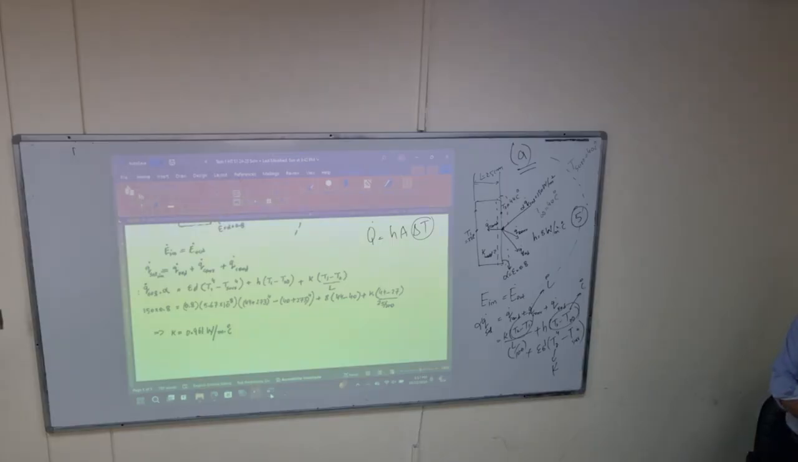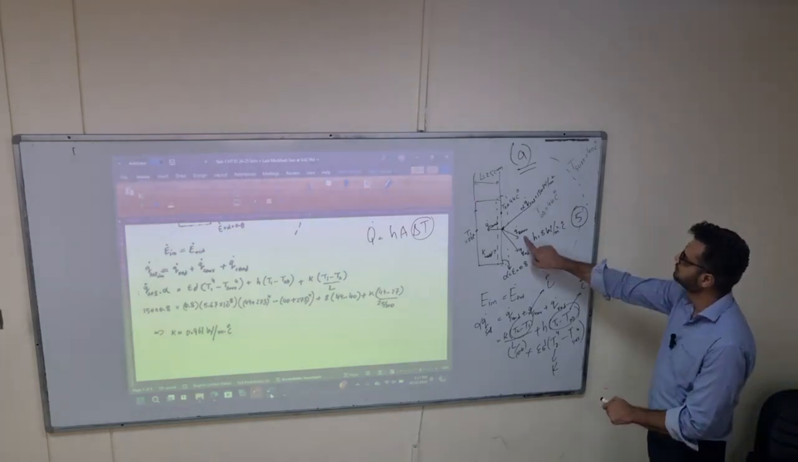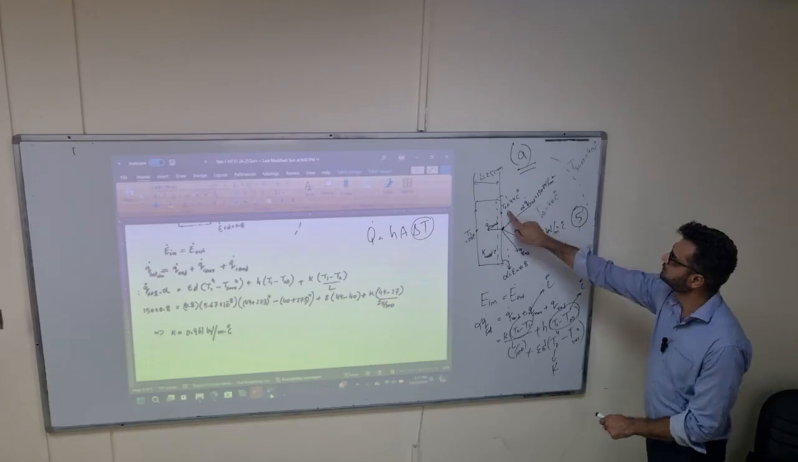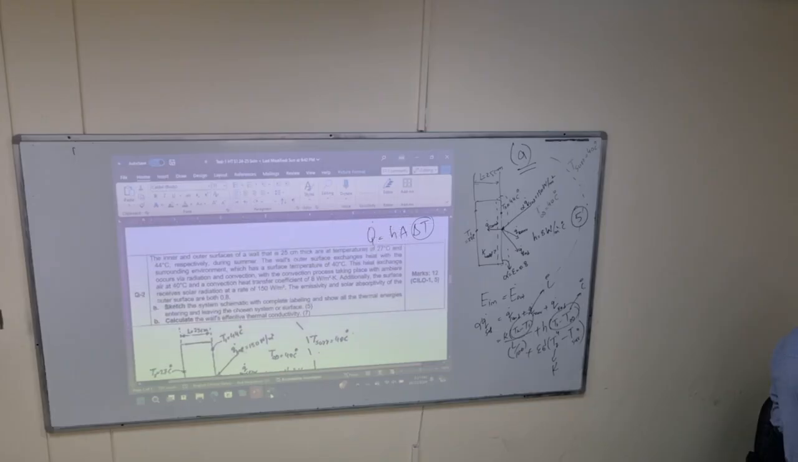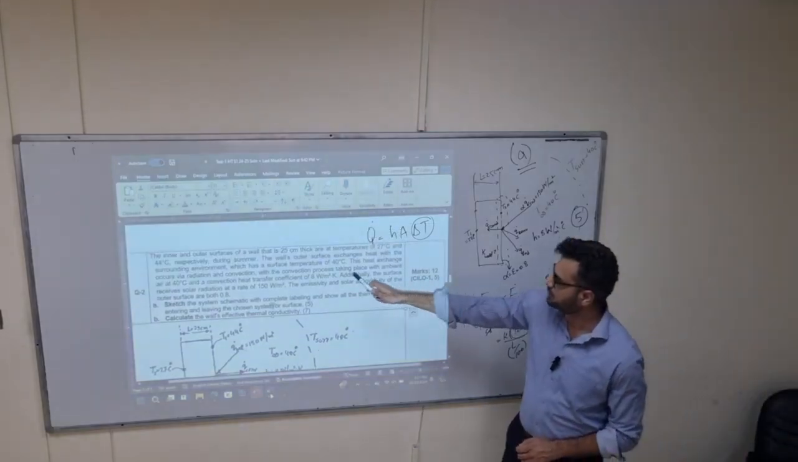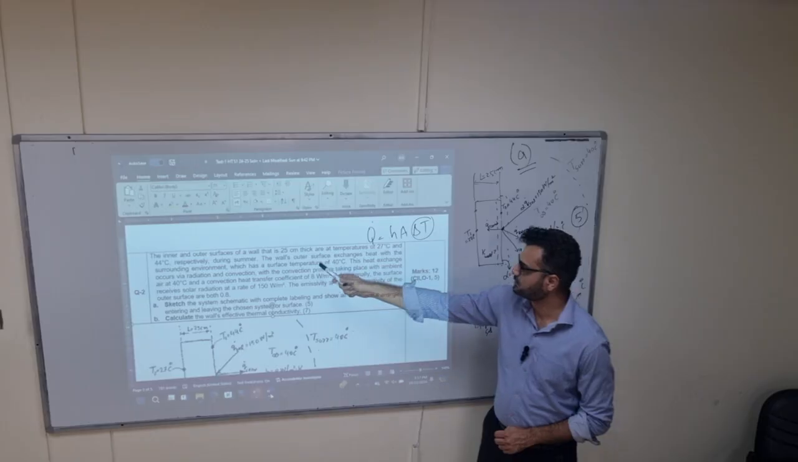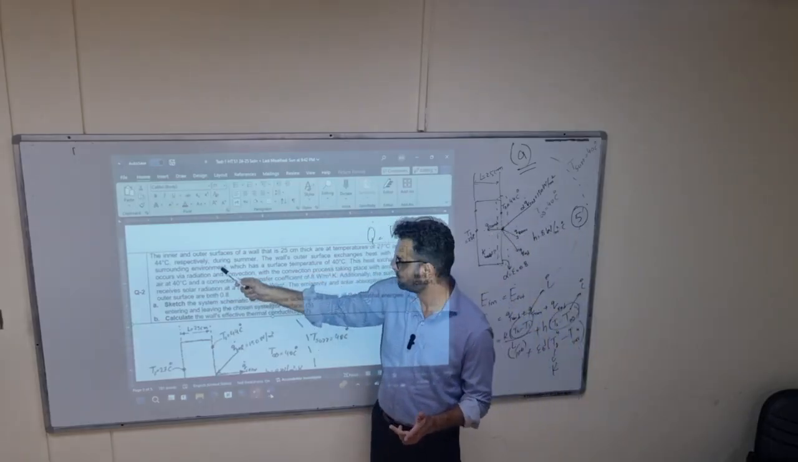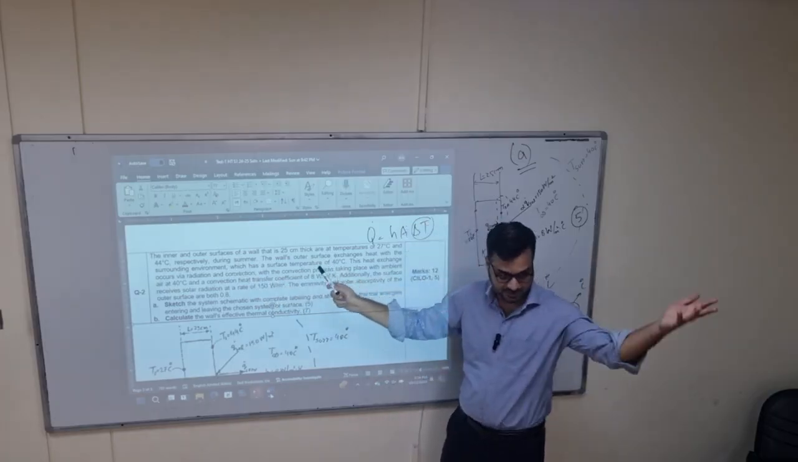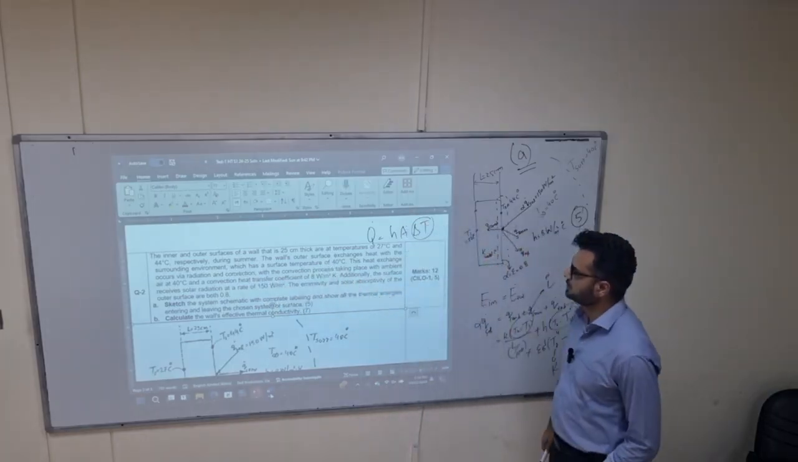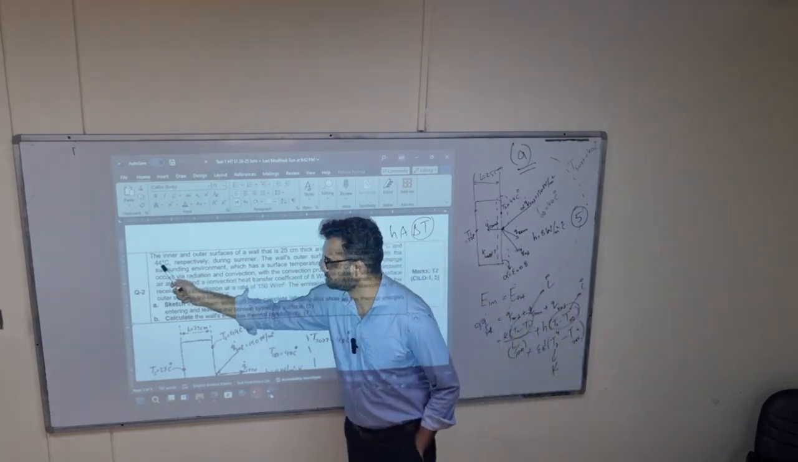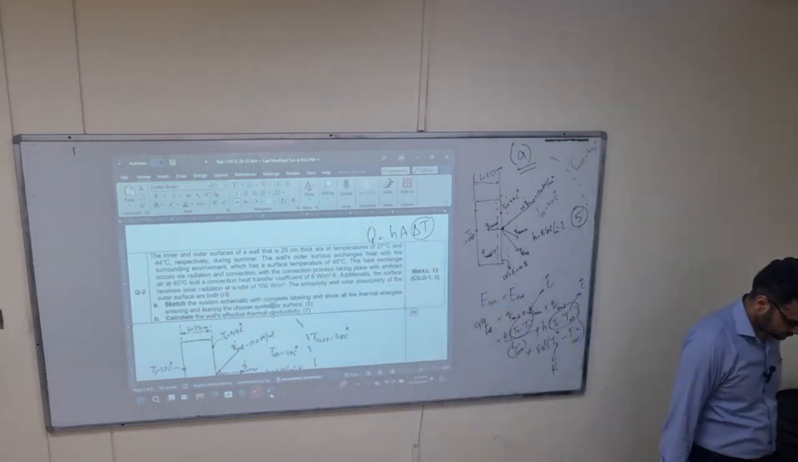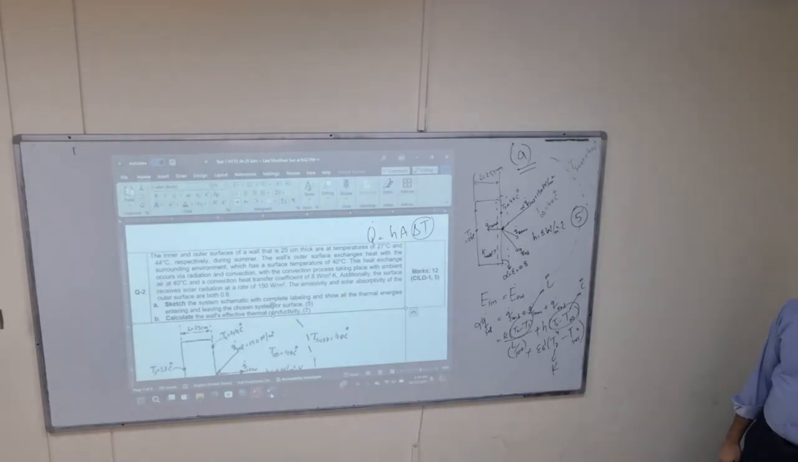Q for conduction will be 0. Why? Because we have T_m 40 and T_s are also 40. The outer surface exchanges heat with the surrounding environment, which has a surface. The surface temperature is 44. Inner and outer 44. Okay. So that was that question.